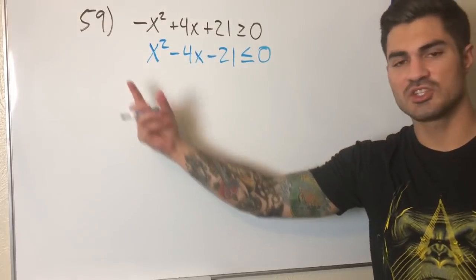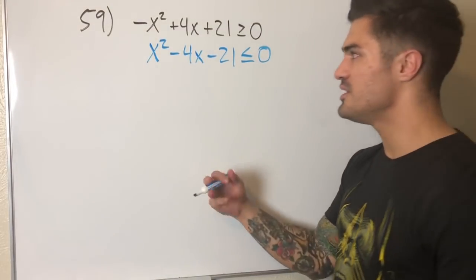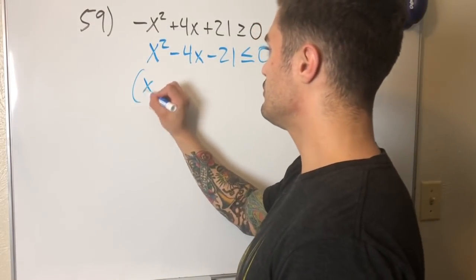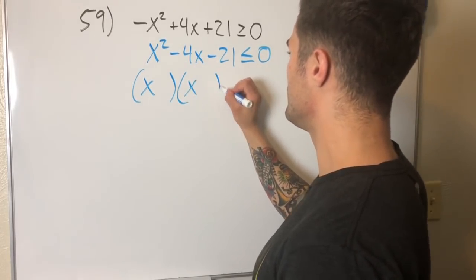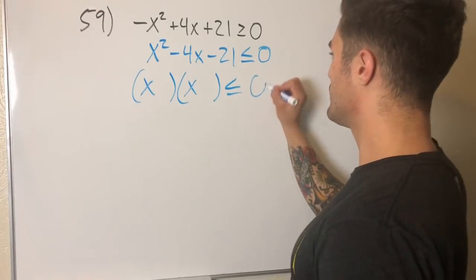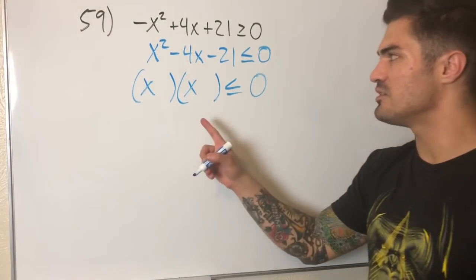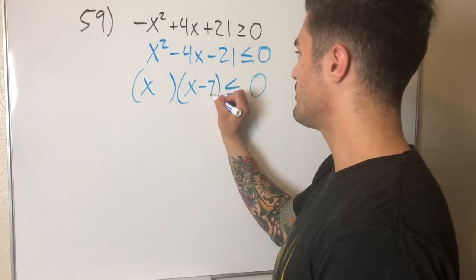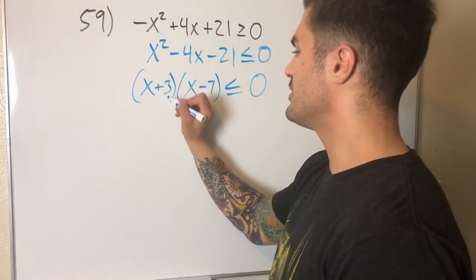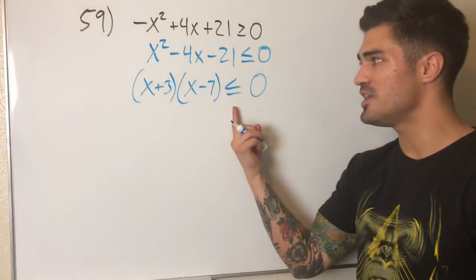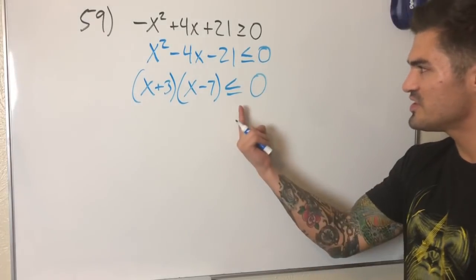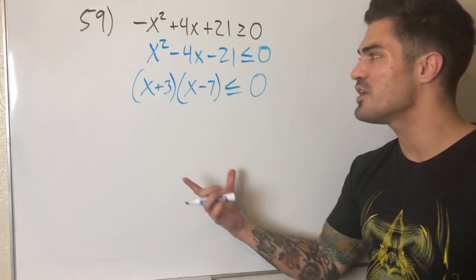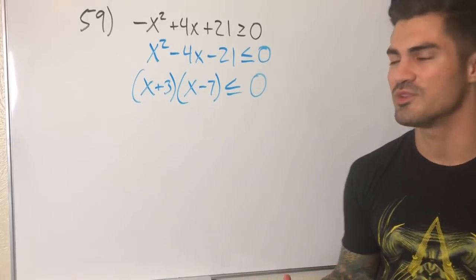So now that that negative is gone from out in front, I can factor it pretty easily. I'm looking for two numbers that multiply together to be negative 21 and add together to be negative 4. So I think those are negative 7 and positive 3. So I have x minus 7, x plus 3. So again, if this were equal 0, then my solutions would just be negative 3 and 7, all right? But this is less than or equal to 0. So how can I find out where this function is less than or equal to 0?